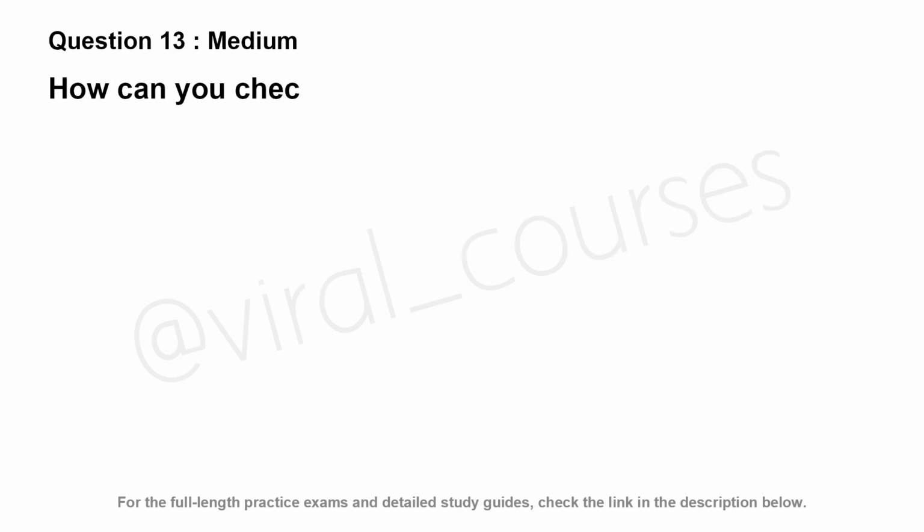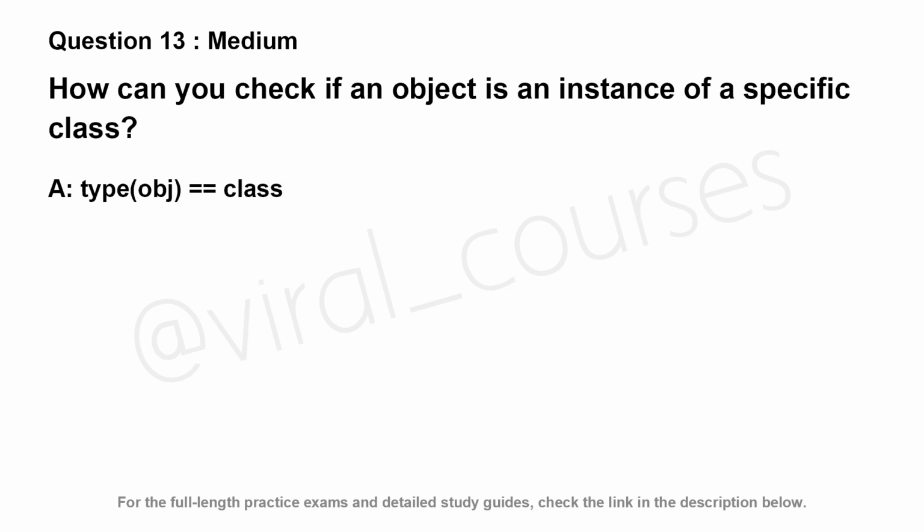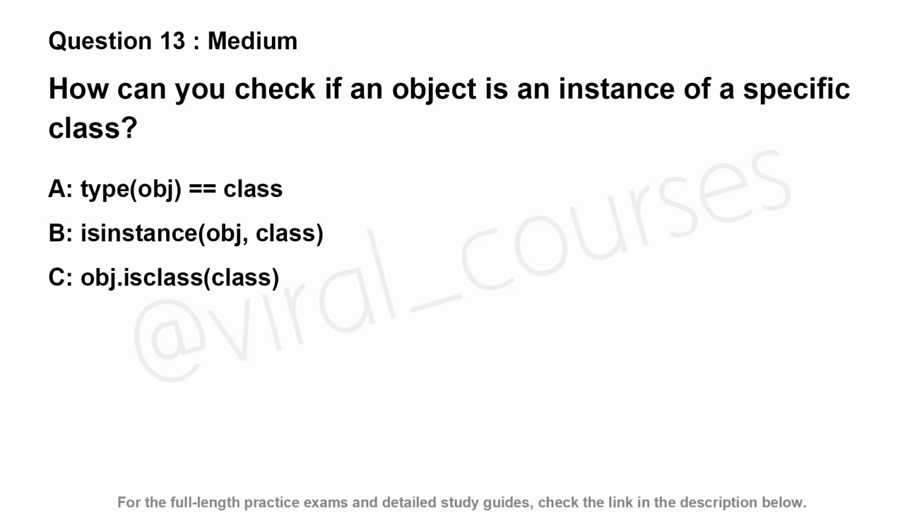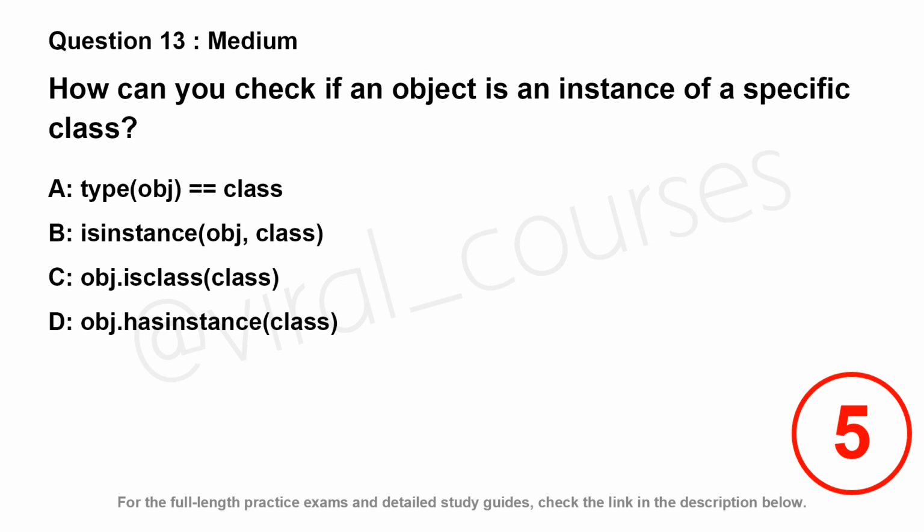How can you check if an object is an instance of a specific class? Option A. type(obj) == Class. Option B. isinstance(obj, Class). Option C. obj.isclass(Class). Option D. obj.hasinstance(Class).